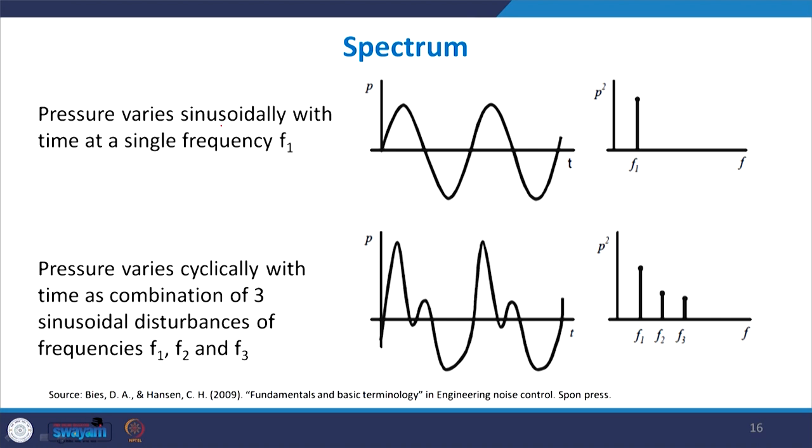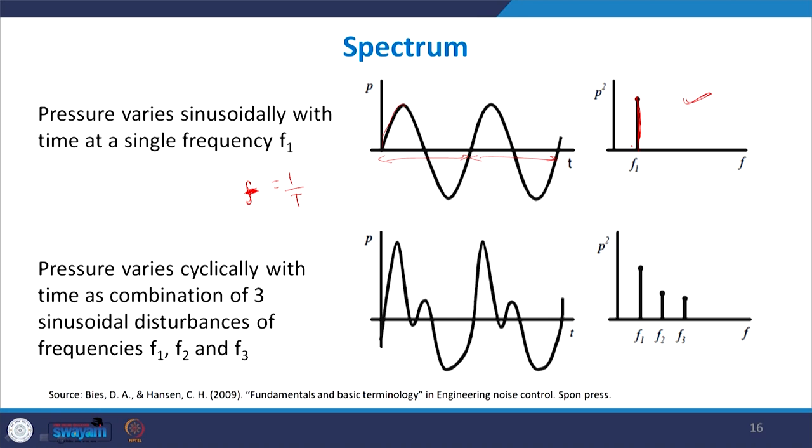So, here the pressure, suppose we have a typical sinusoidal wave. As you can see, the frequency is fixed. The time period here is same as the time period here. So, at any point the time period is constant, and f is equal to 1 by time period. So, the frequency is fixed. It only has one frequency. So, this is how the spectrum looks like. All the acoustic intensity is only in one frequency.